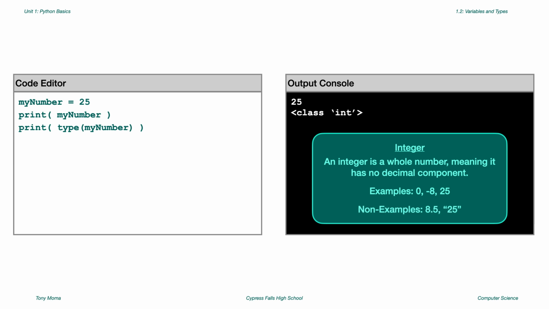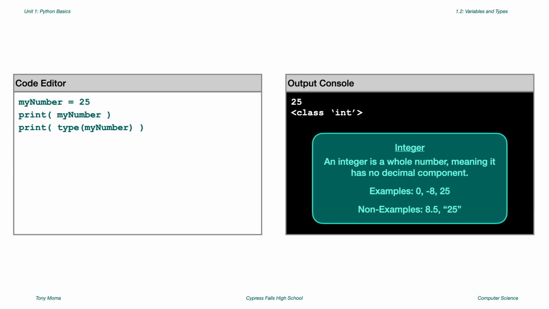Some non-examples would be 8.5. 8.5 is not an integer because it has a decimal component. Also, 25 enclosed in double quotation marks is not an integer. Even though, as we know, 25 is a whole number, by putting it inside quotation marks, this changes the type. Python will interpret that as a string instead.